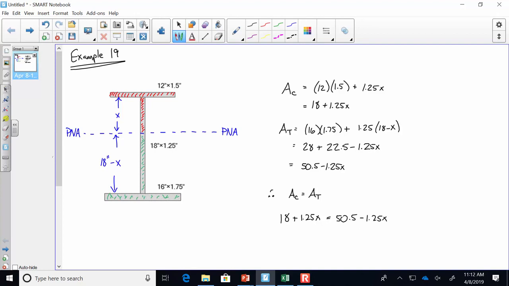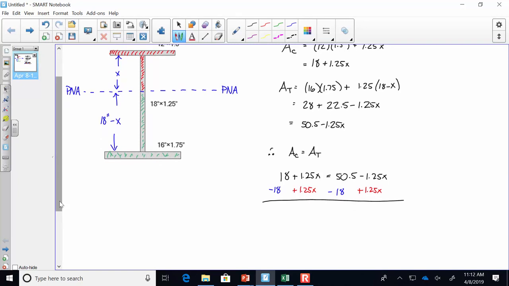All right, what do we do? We add 1.25x to both sides. We subtract 18 from both sides. So over here, that cancels and that cancels, and we get 2.5x equals 50.5 minus 18, that's 32.5. And so what does x equal? 13. Everybody okay with that?